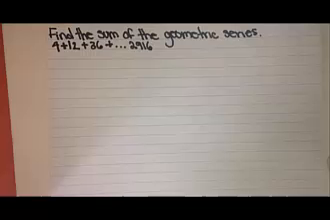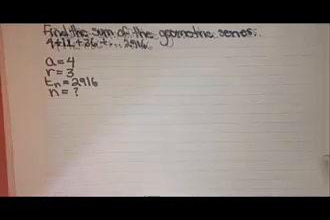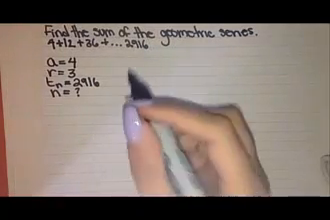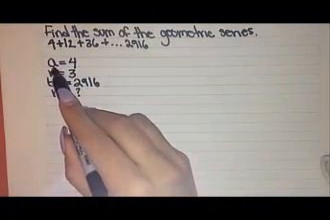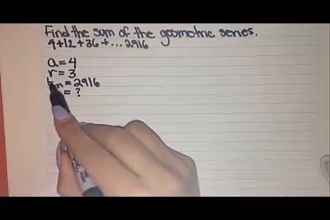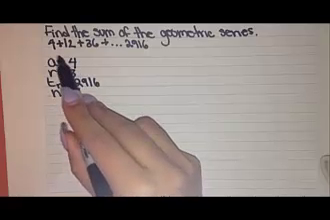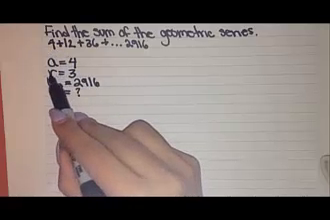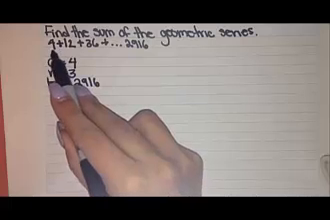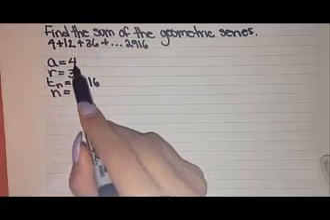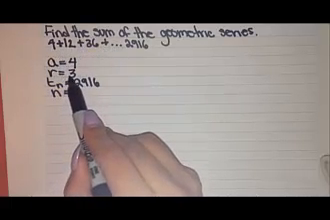Okay, so the question we are going to be looking at today is: find the sum of the geometric series 4 plus 12 plus 36 plus 2,916. So the first step in approaching a problem like this is finding the given values. So in this case, a, r, Tn, and n. So a is 4, which is the first term in the series. r is the ratio by which each term is being multiplied, and this is 3.